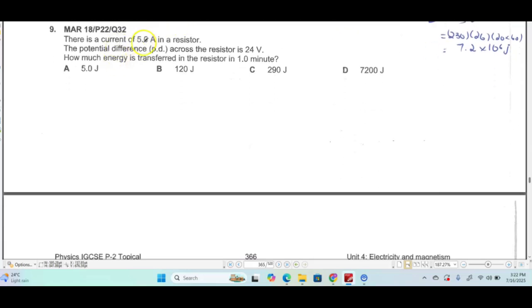Moving forward, there is a current of 5 amperes in a resistor. The potential difference PD across the resistor is 24 volts. How much energy is transferred by the resistor in 1 minute? So again, we have our voltage, current and time. So we are going to use this formula for the energy. So 24 volts, 5 amperes, and time has to be in seconds. So 60 seconds, because it was 1 minute. So 1 minute is equal to 60 seconds. So this is going to give us 7200 joules. Okay, so D is our correct option.